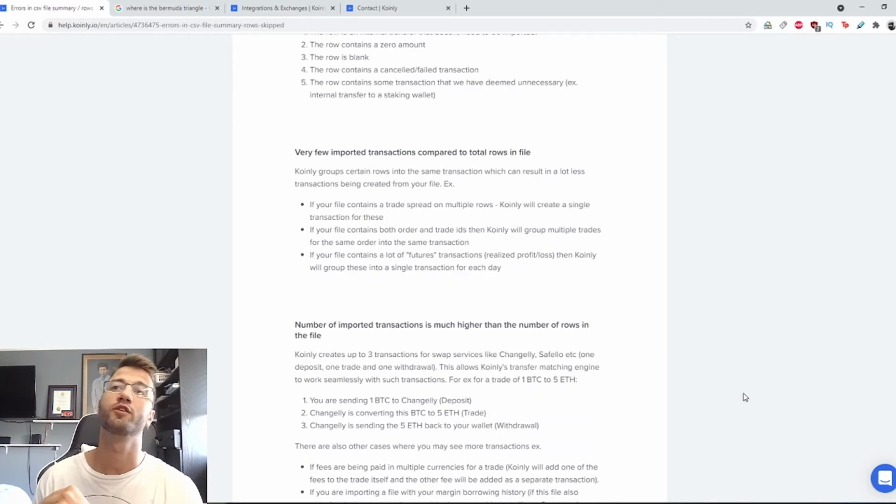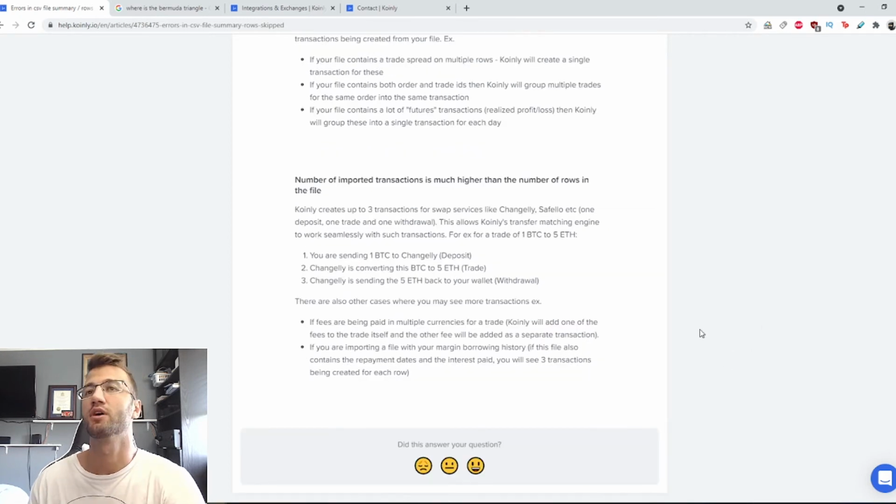Another thing we can discuss is very few imported transactions compared to the total rows in a file. Koinly groups certain rows into the same transaction, which can result in a lot fewer transactions being created from your file. Here are some examples. If your file contains a trade spread on multiple rows, Koinly will create a single transaction for these. And think about how many different transactions you potentially have. For my wallet, which is, I would say, a beginner wallet, I have hundreds of trades already. If your file contains both order and trade IDs, then Koinly will group multiple trades for the same order into the same transaction. If your file contains a lot of futures transactions, realized profit or loss, then Koinly will group these into a single transaction for each day. I don't know how many people are actually doing a lot of futures trading, but if you are, that's also something to keep in mind.